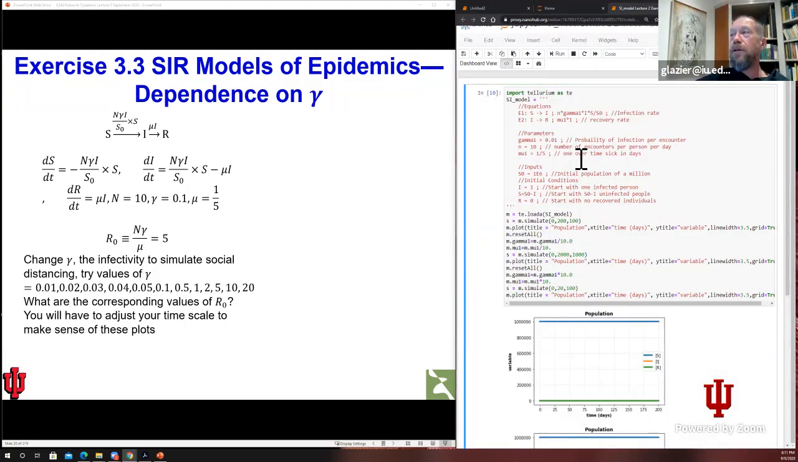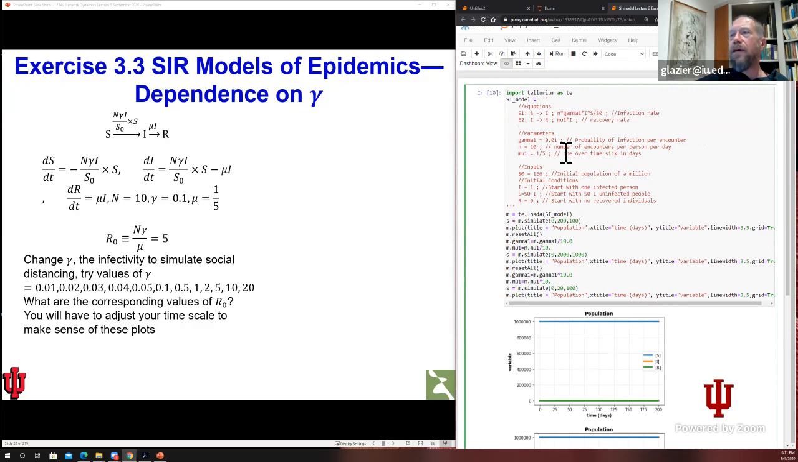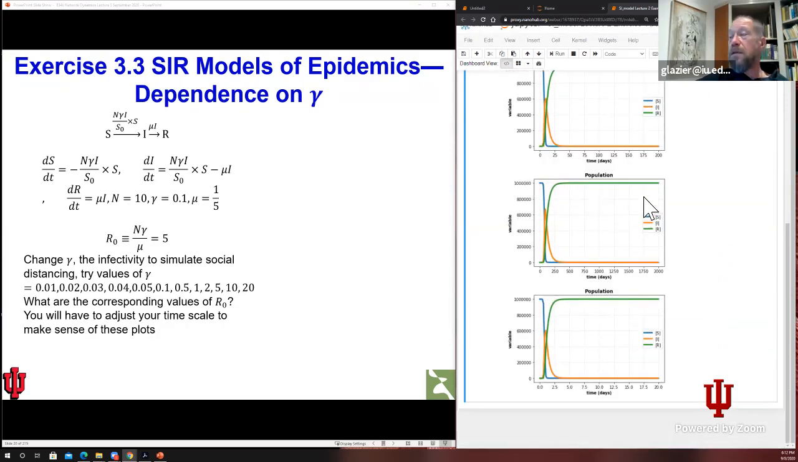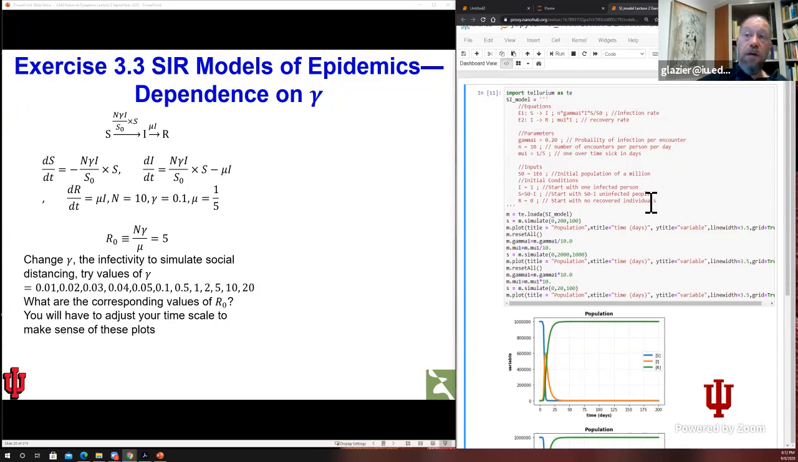If I make gamma 0.01, it takes a long time. Gamma equals 20, everything happens very fast. And remember that R naught is the critical parameter. So why don't people try playing a little bit? I'll give you a few minutes to play with different values of gamma. And when you do that, try to remember to calculate your R naught.